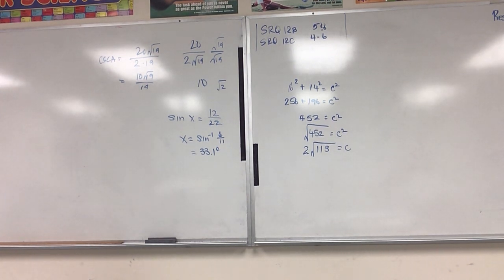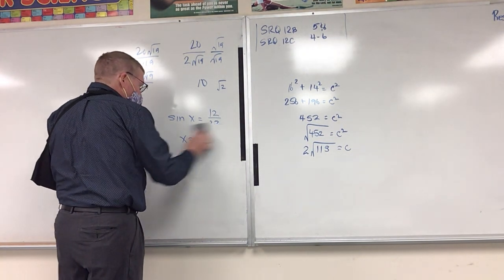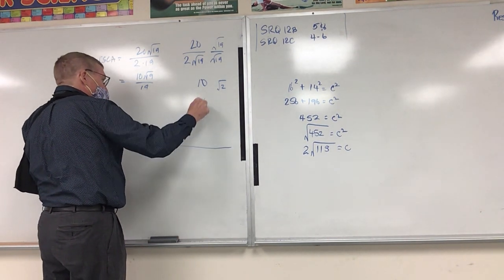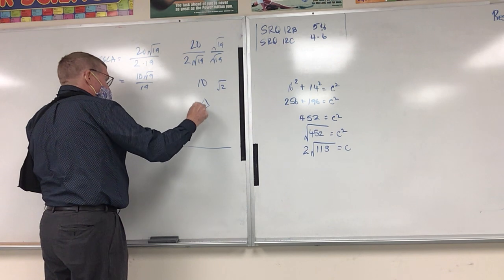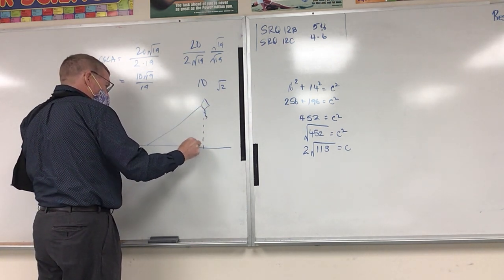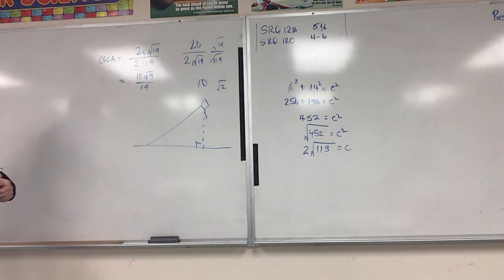All right, number 18. A kite flyer lets out 45 feet of string and anchors it to the ground. She determines that the angle of elevation of the kite is 58 degrees. What's the height of the kite from the ground to the nearest tenth? So you want to draw yourself a picture. Here's the ground. Here's the kite. There's the string. There's your height. And there's your right triangle.